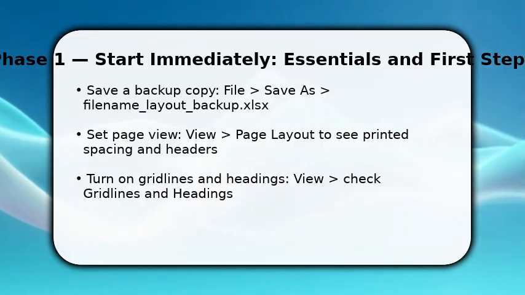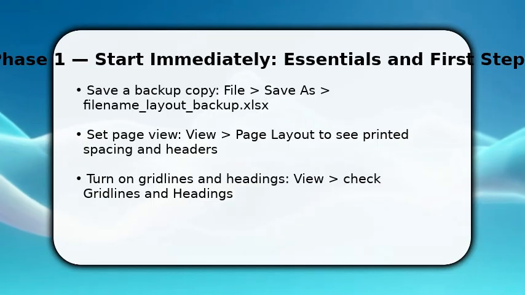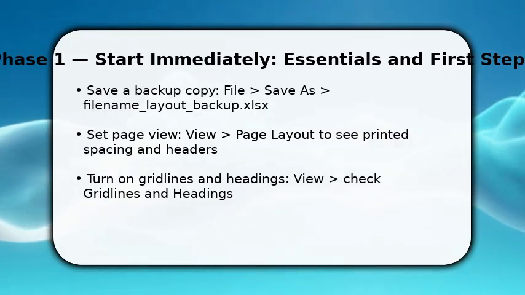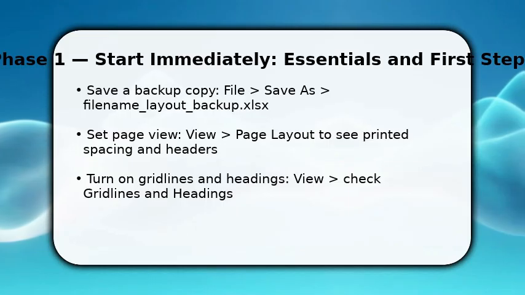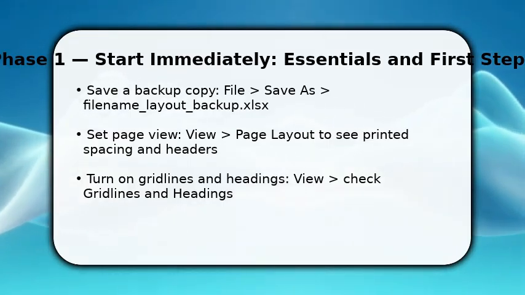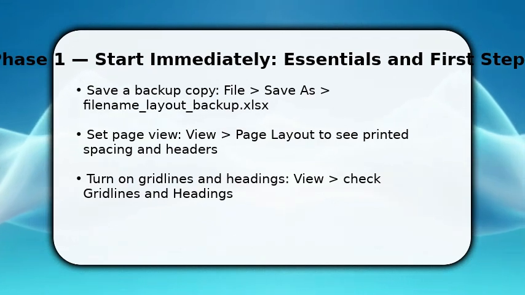Next, make initial structural changes. Insert or delete rows and columns where layout needs shifting. Once done, adjust column widths and row heights to approximate final spacing. This prevents later surprises when aligning tables and charts. Make these first moves deliberately. They determine the rest of the process.